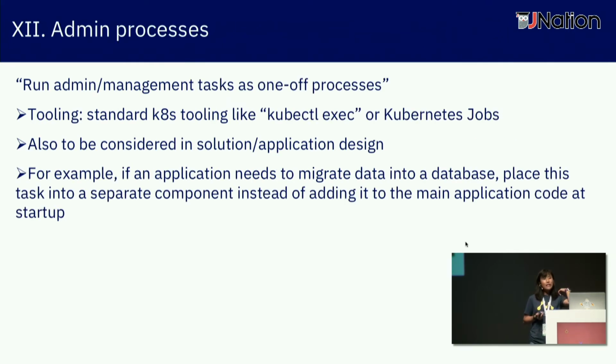So the final one is the admin processes. You should run the admin processes as a job, not put inside your application. The reason is you should make the application as concise as possible. So for these one-off processes, you should always code it as, for example, a Kubernetes job. And then you can schedule it and do whatever you want, and also collect the logs, for example.